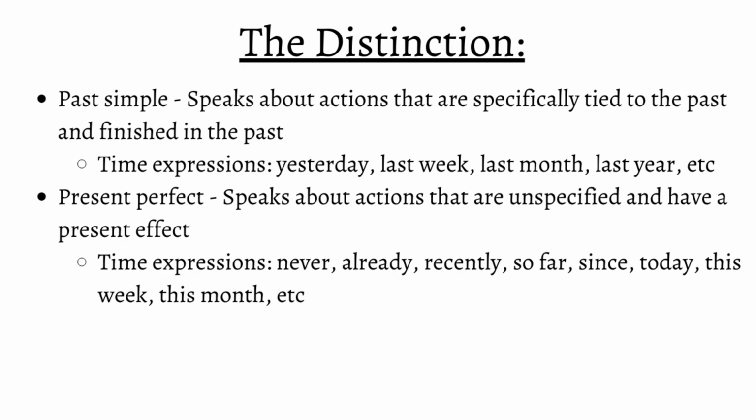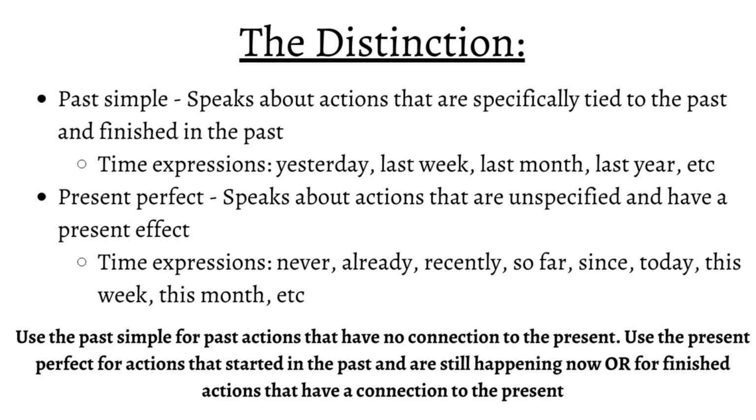This is their difference. We use the past simple for past actions that have no connection to the present, but we use the present perfect for actions that started in the past and are still happening now, or for finished actions that have a connection to the present. Moreover, other English concepts can be used with the present perfect and they must be known.